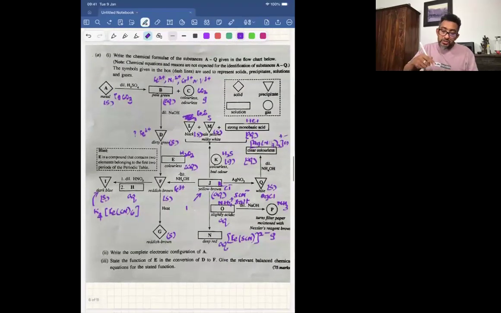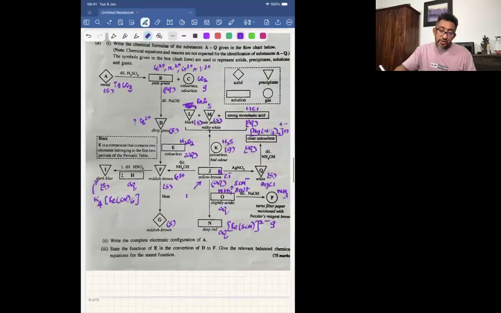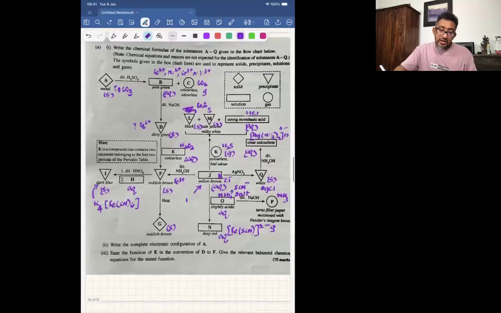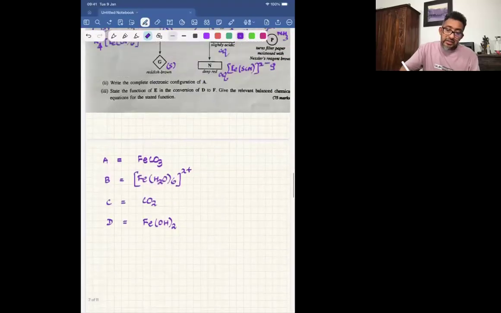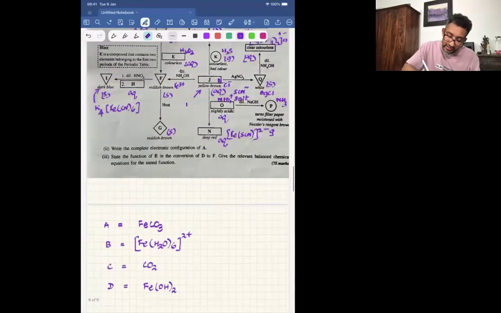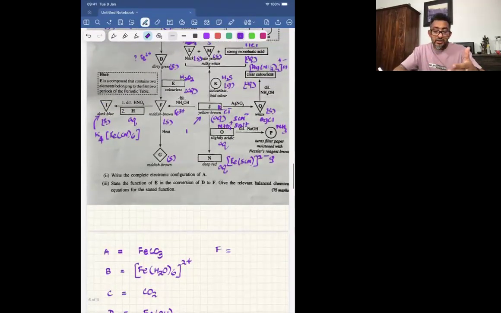If you add the hydrogen peroxide to this, it gives you oxidation, precipitate. So E is hydrogen peroxide, H2O2. And what is F? It oxidizes. Hydroxide turns into ferric hydroxide, a reddish-brown precipitate. It says it's a precipitate, ferric hydroxide.